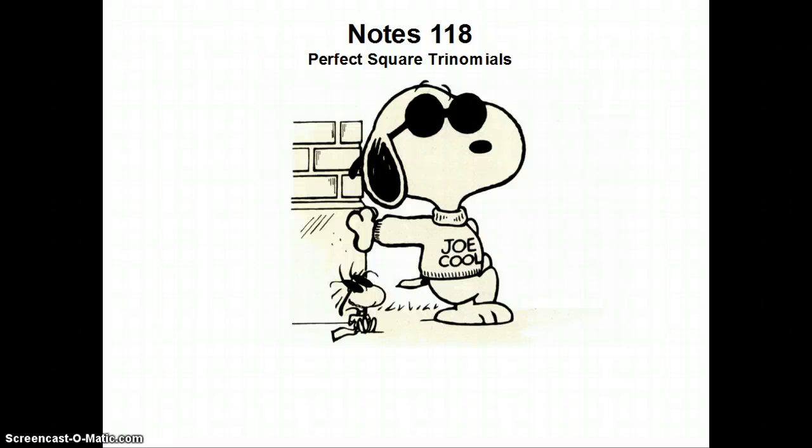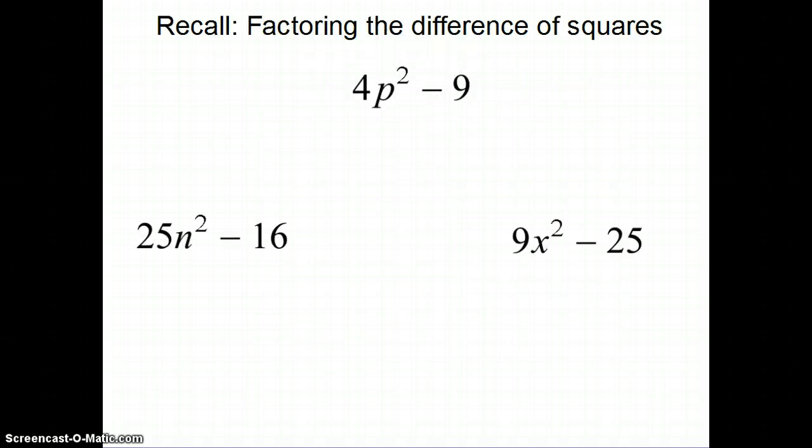Hello and welcome. Today we're going to continue our discussion on factoring polynomials by discussing another specific case of perfect square trinomials. First, let's recall what we talked about in our most recent discussion, factoring the difference of squares. Now remember, if you have two terms that are perfect squares with a subtraction sign in the middle, this is considered the difference of squares.